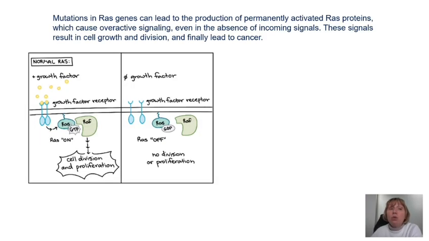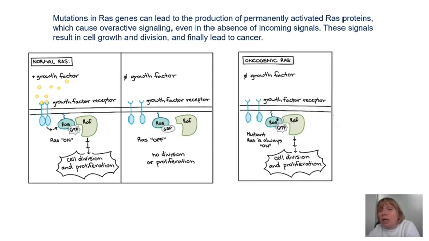You can see that in a normal cell, RAS becomes activated only in the presence of a growth factor. Then activated RAS binds with RAF and the signal for cell division goes. When no growth factor is present, no activation occurs, so RAS and RAF don't interact with each other, and no cell division occurs.